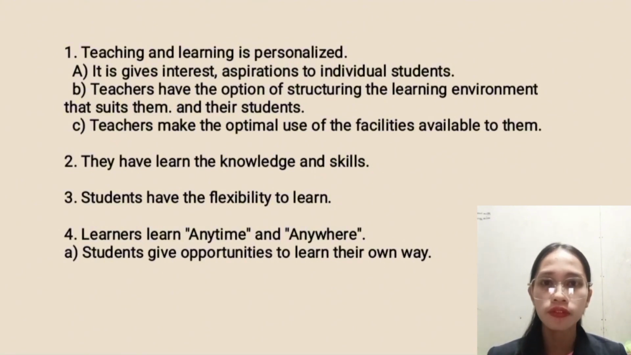Number 2, students learn the knowledge and skills they need to succeed. Number 3, students have the flexibility to learn. Students can learn in different ways and at their own pace. Number 4, learners learn anytime and anywhere. A. Students are given opportunities to learn their own way. Students can learn whenever and wherever they want. They have choices about how they learn.